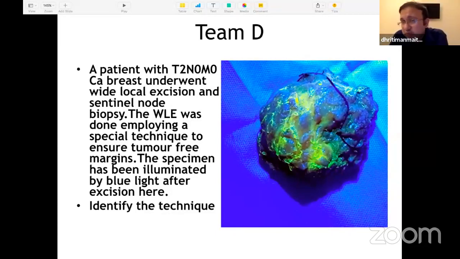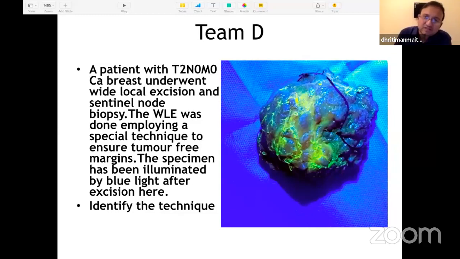You see, under blue light, something is looking like this. What is this color called? I'm giving you a hint because it's a bit difficult. What is this color called that you can see on the specimen? Sir, apple green color. Huh? Sir, apple green color.